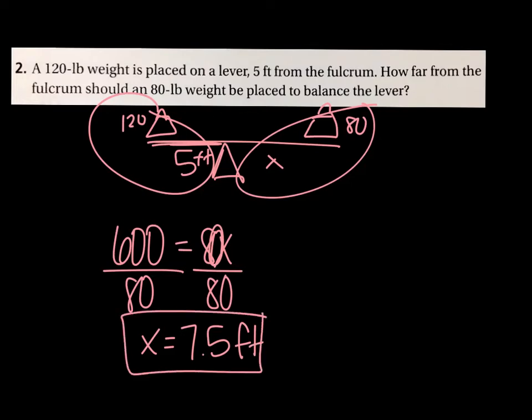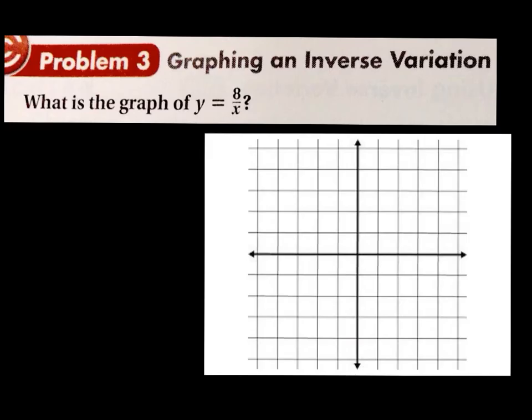All right, now we're going to graph an inverse variation. You can graph anything under the sun if you make a table for it. So let's make a table. XY table.